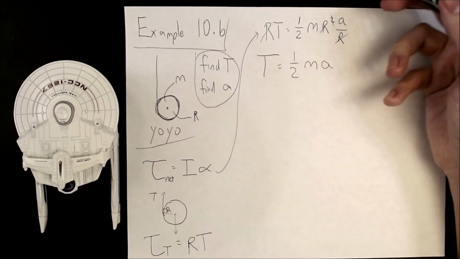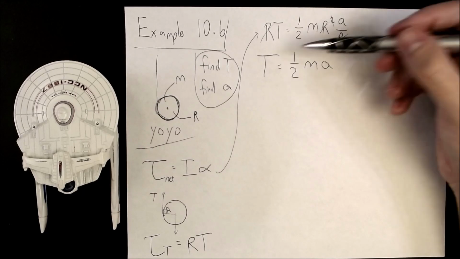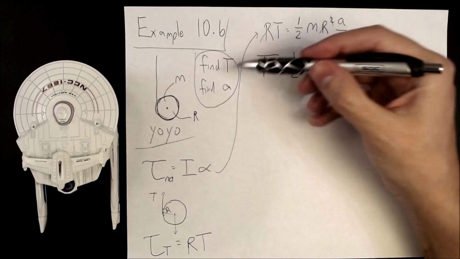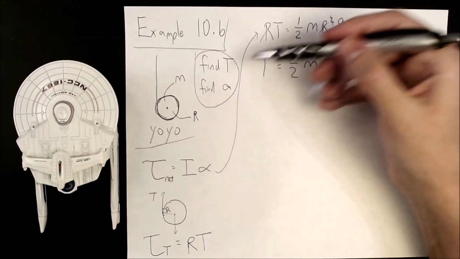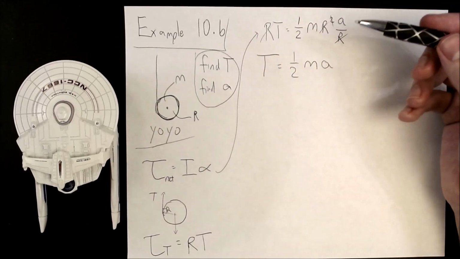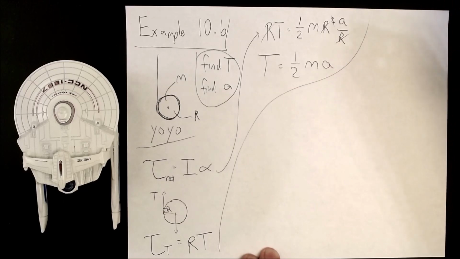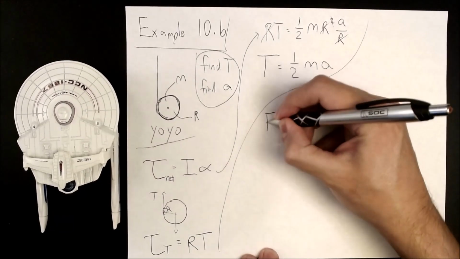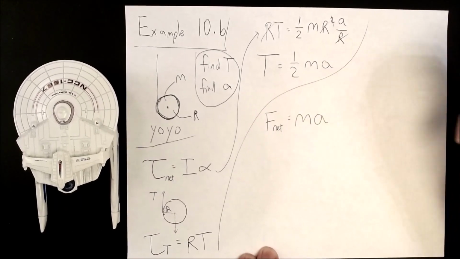I want to find T and I want to find a individually, not together like this. This is the relationship between them. But I want to find tension as a function of something and a as a function of something else, and I don't want to have to relate the two together like that. So we need to do another step. And that next step is going to be F net is equal to ma.